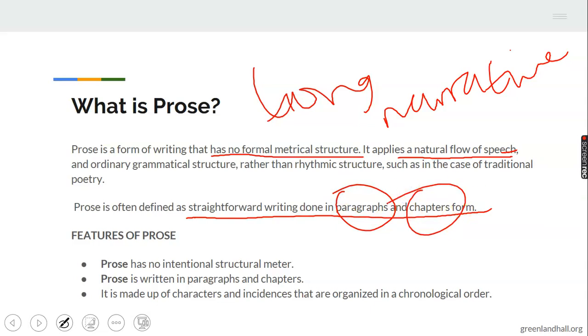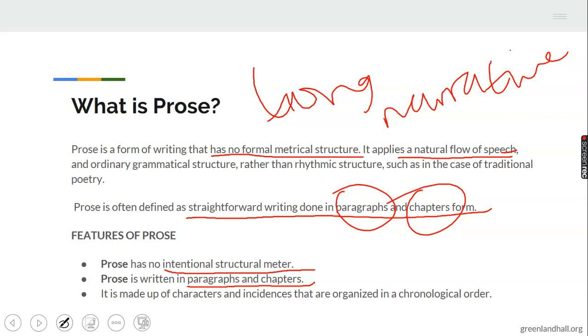Features. Number 1, it has no intentional structure. It's not structured. The only thing you follow there is your chapters and your paragraphs. Other things, you flow the way you want. Then prose are written in paragraphs and chapters. You have chapter 1, chapter 2. Then you see paragraphs division in each page.